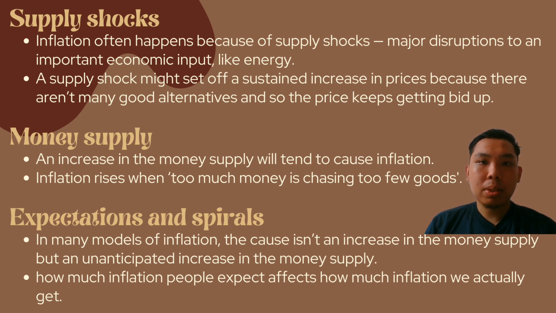For the money supply, an increase in the money supply will tend to cause inflation. Inflation rises when too much money is chasing too few goods. The last one is expectations and spirals. In many models of inflation, the cause isn't an increase in the money supply, but an unanticipated increase in the money supply. How much inflation people expect affects how much inflation we actually get.